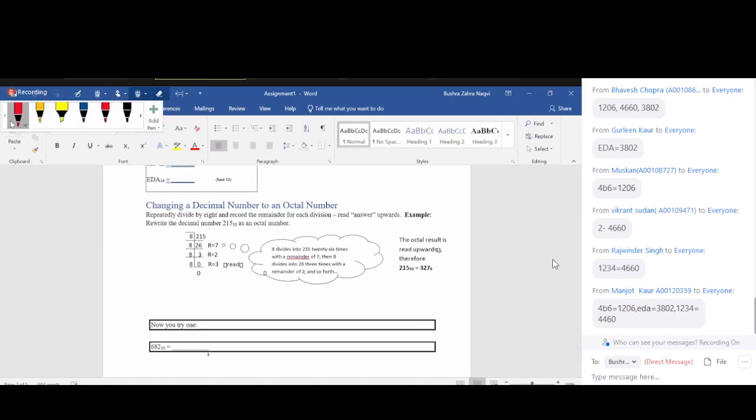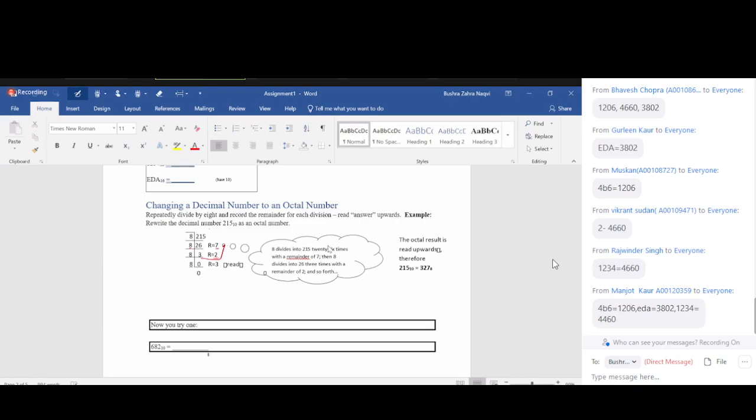All you need to do is divide it by 8. You got 26 here, so the remainder is 7. And then 26 divided by 8 again. 3 times 8 is 24. So what is the remainder? The remainder is 2. Can we further divide it by 8? No, because the number is going to be a fraction. So we stop here.